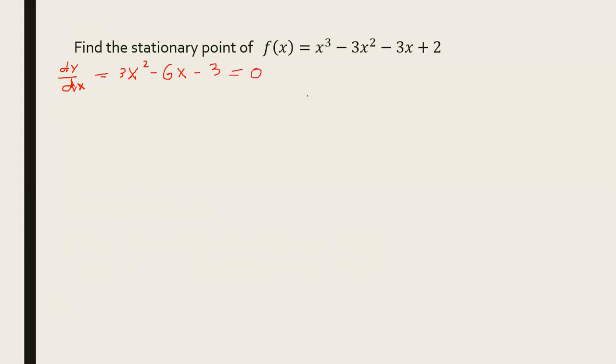Now the derivative of f(x) equals 0 if we are going to find the stationary point of this function. Okay, now we're going to simplify. If divided by 3, this equation is going to be x squared minus 2x minus 1 equals 0.